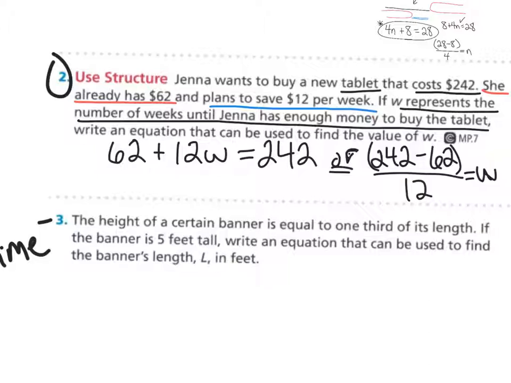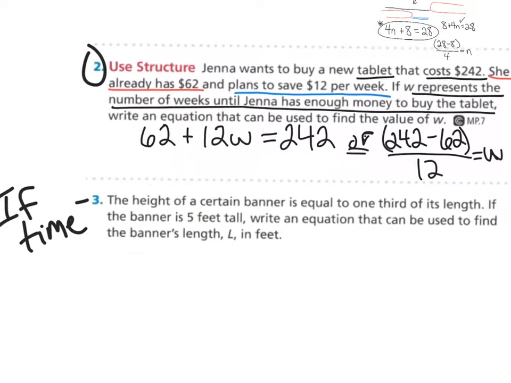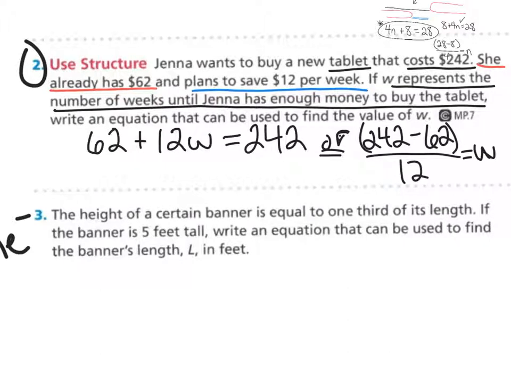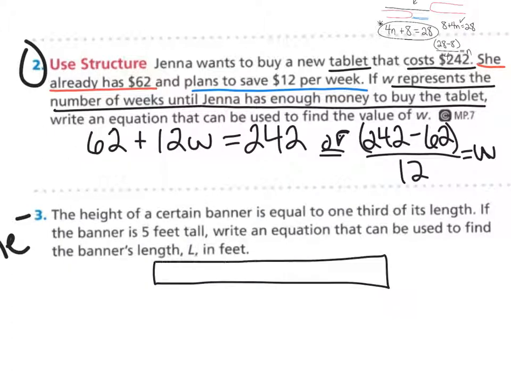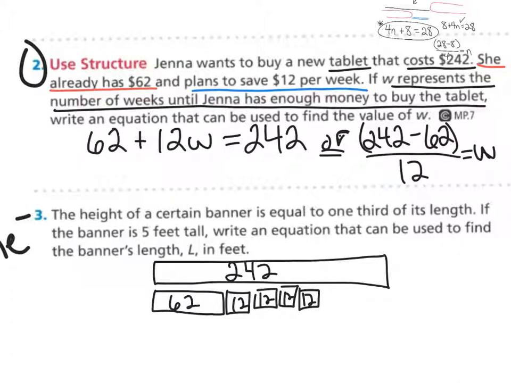Okay. Anytime when you're doing these problems, if you find it helpful, you can draw bar diagrams. So like on this problem, you could think about $242 total. We've already saved $62, and then we're saving $12 a week. The only thing about drawing a bar diagram on this problem is we don't know how many 12s. Okay, we can put some dots there because I don't know how many 12s I need in order to get to that $242 mark.